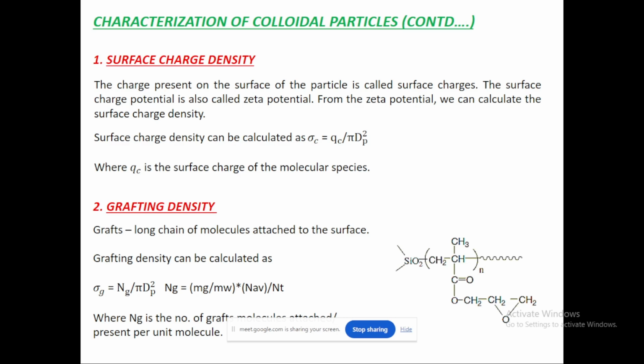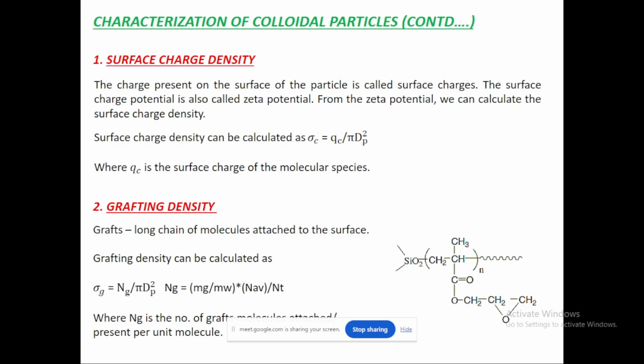So this grafting as such requires mixing of both the colloidal particles as well as the grafting material, and then doing some sort of processing so that this grafting chain is attached to the surface of the colloidal particles. But it's not necessary that whatever quantity of the grafting molecules that I add to the system needs to attach to the surface. So there comes the concept of grafting density, that is how many grafts are attached to the surface of the colloidal particle is given by grafting density.